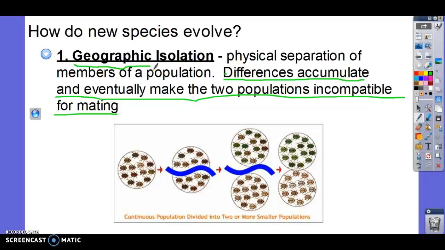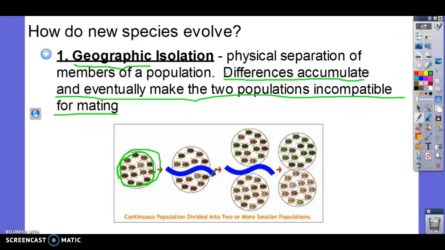So how might this happen? Well, in this picture down here, we have a group of brown beetles, okay? And over time, there's a river that divides this population of brown beetles in two. Now we know rivers don't just automatically pop up, right? It takes a while for them to form. So we're not talking that these species develop in a year, right?